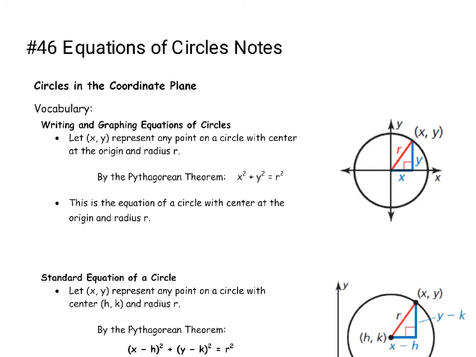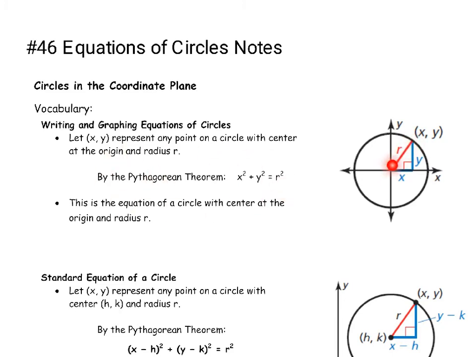So let us begin. Looking at circles, if they are on a coordinate plane, let's talk about writing and graphing equations of circles first. As you can see here, we have our circle on a coordinate plane, and we're going to let x, y, this point right here, represent basically any point on a circle with the center at the origin. We know origin is 0, 0, with a radius of r.